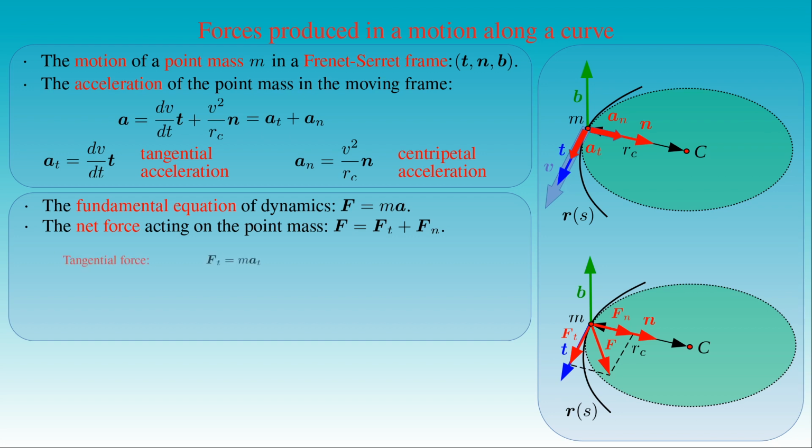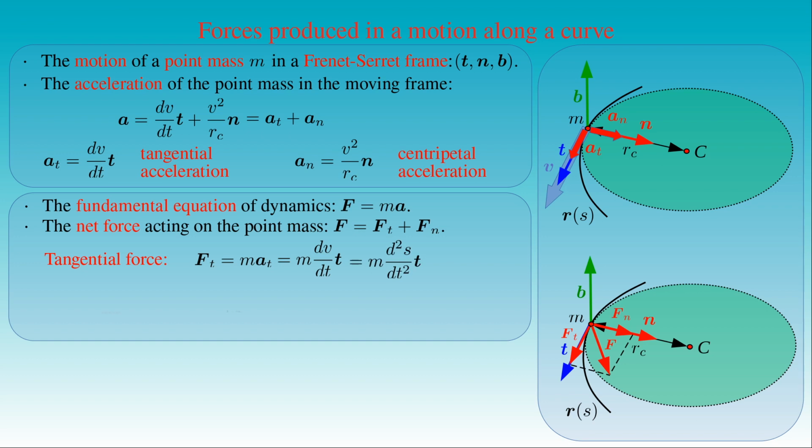The tangential force acting on the body is given by the mass m of the body times the tangential component of the acceleration a, which is equal to the mass m times the derivative of the speed v with respect to the time, times the tangent t. Since the derivative of the arc length with respect to the time is equal to the speed, we can write that the tangential force is given by the mass m times the second order derivative of the arc length s with respect to the time, times the tangent t.